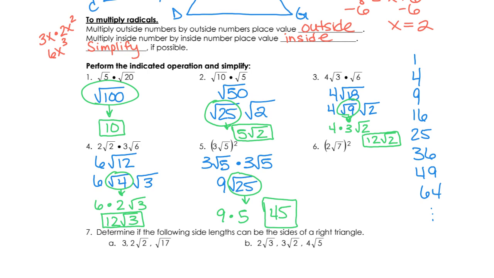Okay. Same thing with the next one. 2 square root of 7 squared means 2 square root of 7 times itself, 2 square root of 7. Outside numbers multiplied is 4. Inside numbers multiplied is 49. 49 is perfect. Square root of 49 becomes 7 times the 4 is 28. Okay. So that's how we multiply radicals.